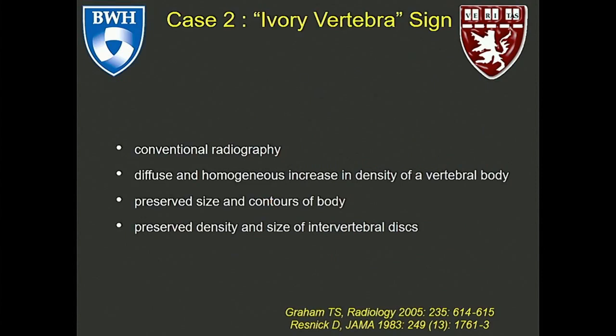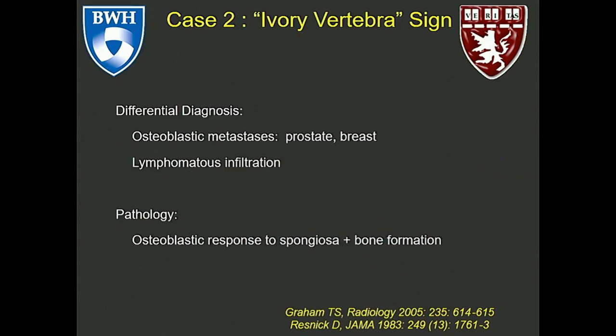And again, this was described using conventional radiography, presenting with a diffuse and homogeneous increase in the density of a vertebral body. What's really important about the finding is that the vertebral body has a preserved size and contours, and that the adjacent discs also have the preserved density and size as you would expect. So your top differentials when you see this are going to be metastases, in particular osteoblastic sclerotic mets, usually prostate and breast metastases.